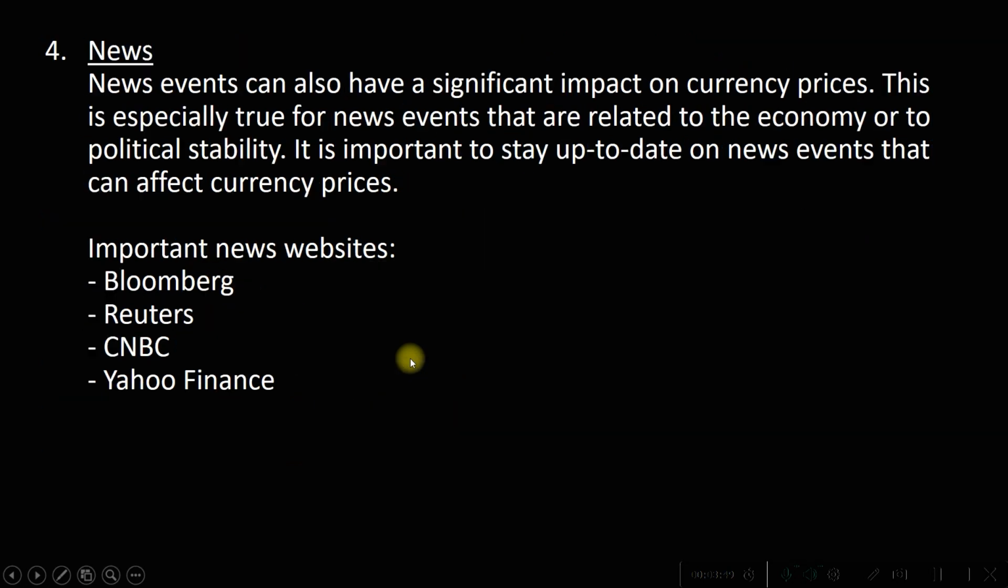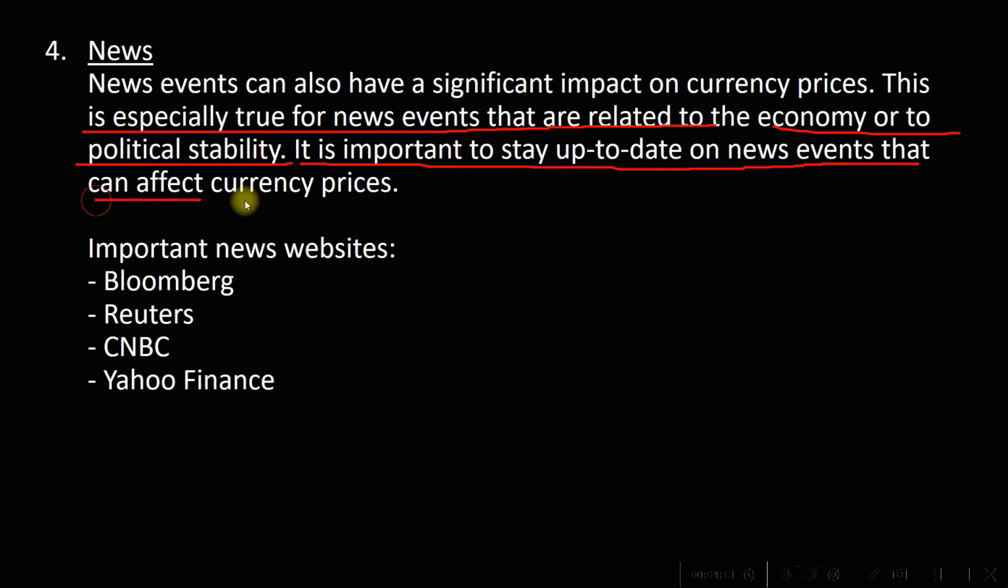Back to here. Number 4, the news. News events can also have a significant impact on currency prices. This is especially true for news events that are related to the economy or to political stability. It is important to stay up to date on news events that can affect currency pairs. This is important for long term perspective, keeping up with the news.